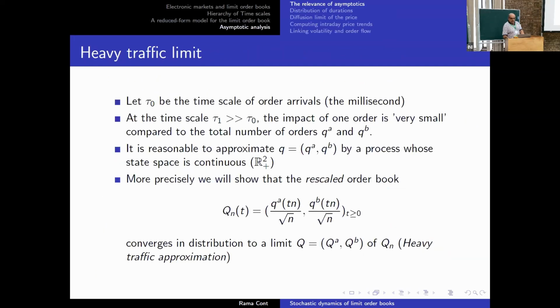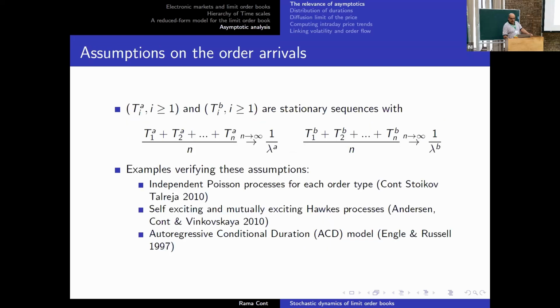So you can show that this system has a heavy traffic limit, which is the one you would think of after having heard what I said, under the usual central limit type assumptions for the order flow.